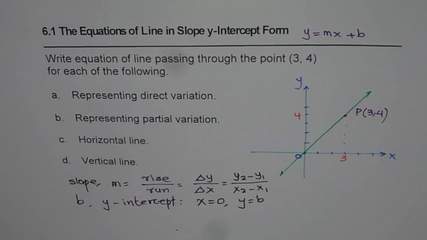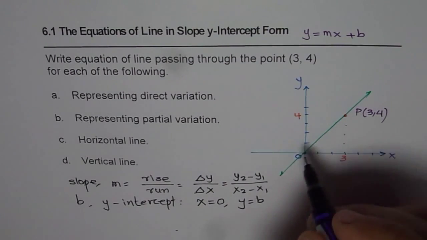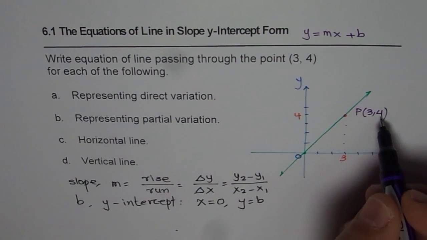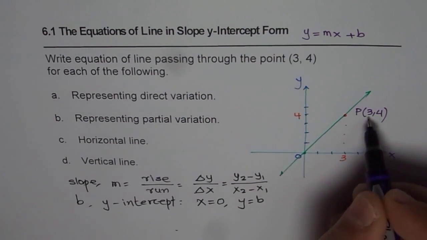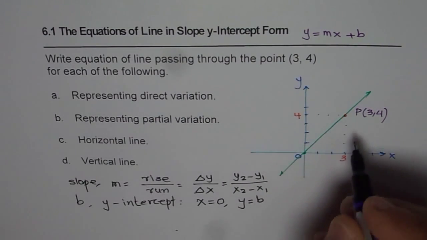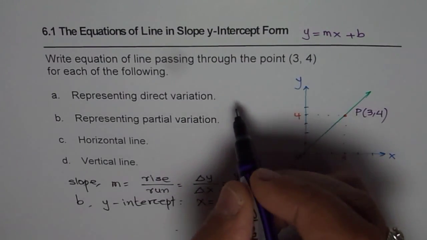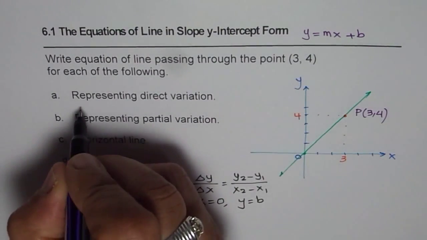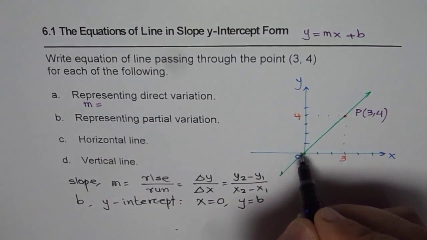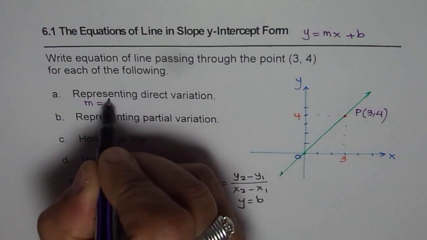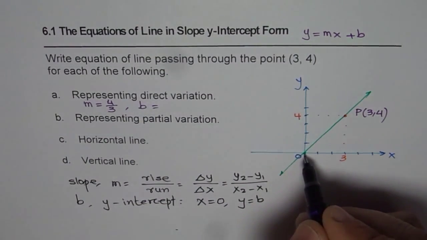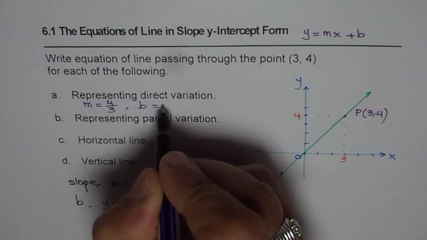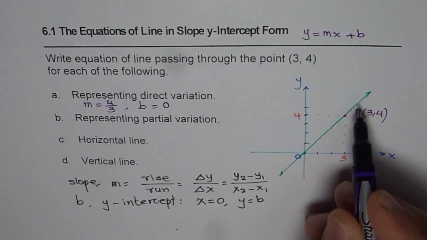Now for this particular line, what is the slope? Well, the slope will be rise over run. The rise is the y value, which is 1, 2, 3, 4. And the run is 3. 1, 2, 3. And therefore, the slope m equals rise 4 over run 3, so it is 4 over 3. And what is the value for b? The y-intercept: it goes through the origin, so the y-intercept is 0, correct? So that is direct variation.